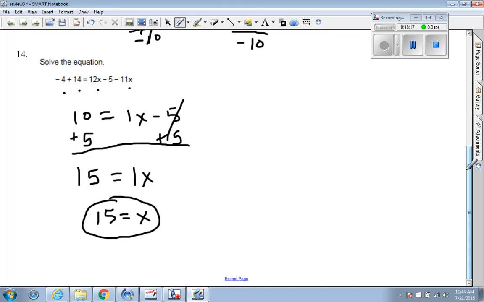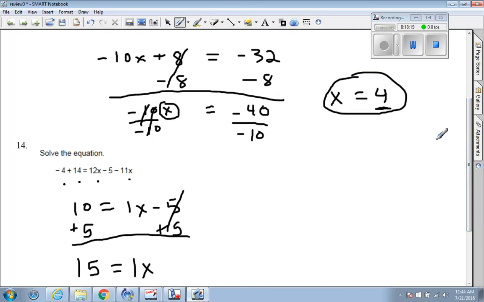Okay, hope that helps. Look at that, cruising. We're already at number 14. Keep going.